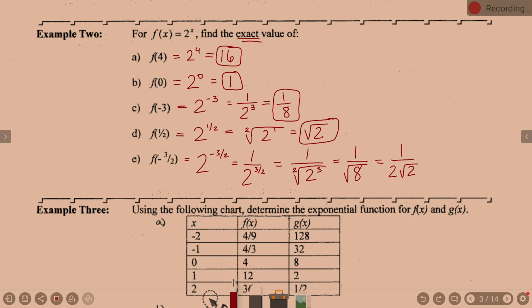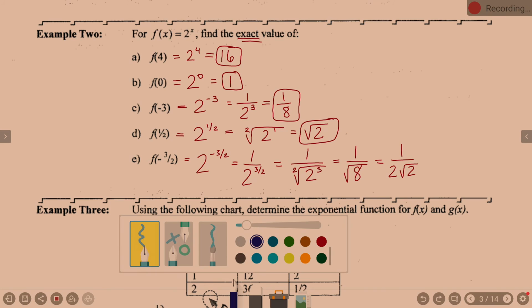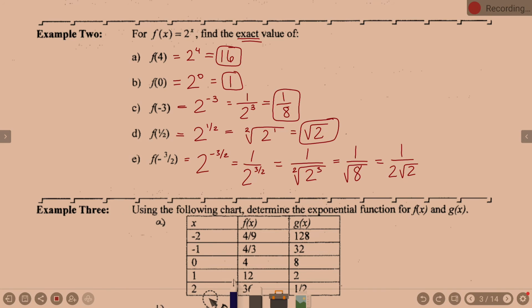You're technically not supposed to leave radicals in the denominator. How do you get rid of a square root of 2 in the denominator? You multiply by square root of 2. If you're trying to get rid of just a single square root, there's no adding or subtracting. You just multiply by itself.